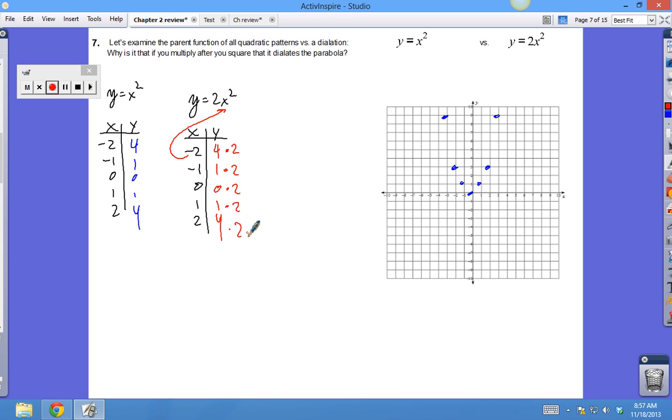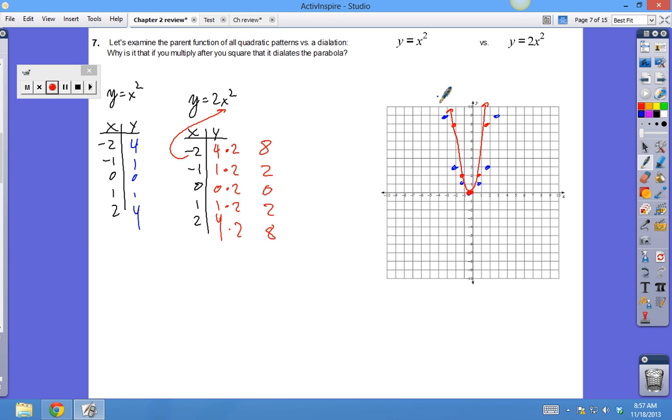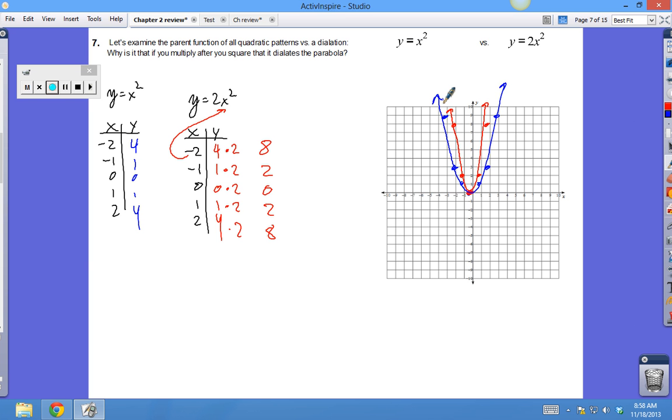So now if you double each answer, that's going to be 8, 2, still a 0, 2 and 8. So it's speeding up the rate at which it grows. 0, 0 is still the same, but now instead of going over 1 up 1, I'm going to go over 1 up 2, and left 1 up 2, over 2 up 8, left 2 up 8. So your parabola is going to get skinnier. It is going to grow faster than your parent function, because your parent function, you just square it. Your adapted model, you square it and then you double it. So it's going to be skinnier. It's going to grow faster.